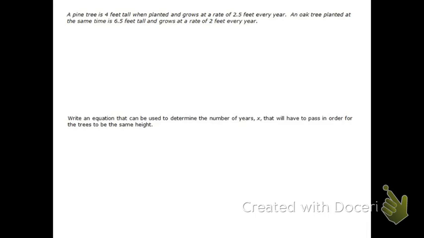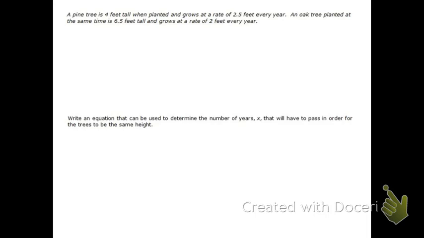So what we have here is a problem. We have a pine tree that's 4 feet tall when planted, and it grows at a rate of 2.5 feet every year. And then we have an oak tree that's planted at the same time, and it's 6 feet tall, and it grows at a rate of 2 feet every year. So what do we have to know first?